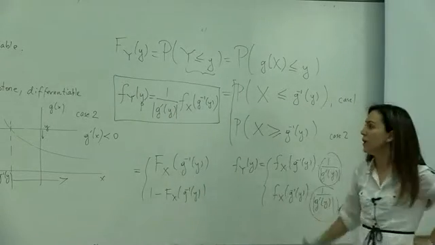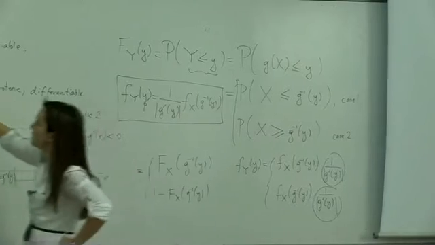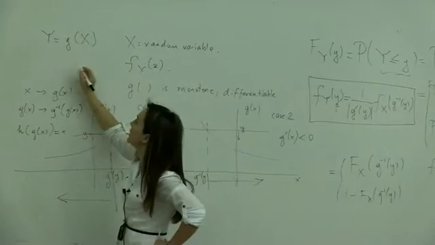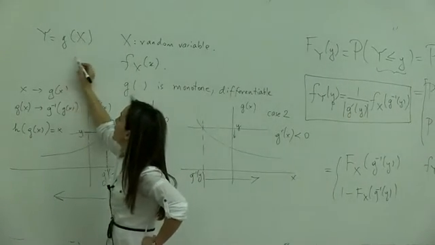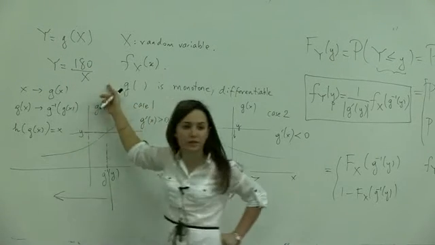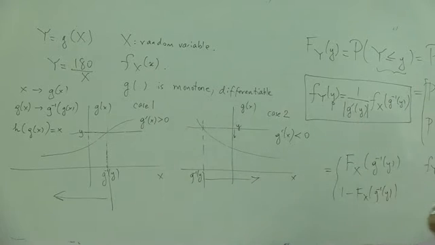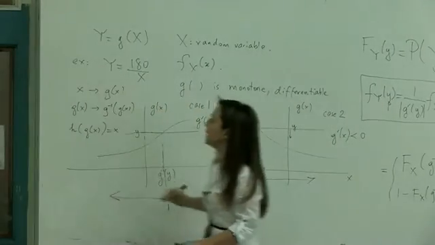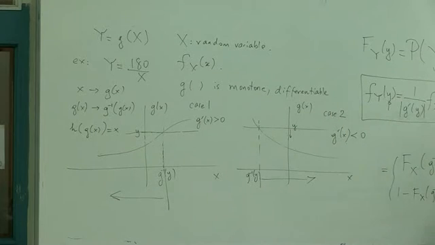Here's an example. Y is 180 over x. We did this example last time, remember? I have the PDF of x, and I want to find the PDF of y. For example, I want to find the PDF of y at the value y equals 6.